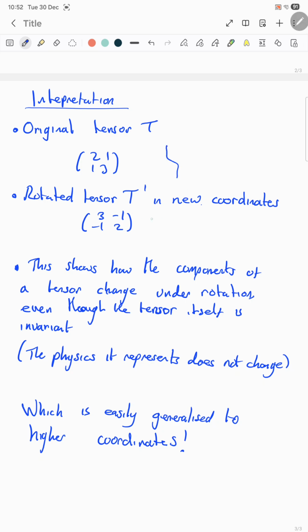Now the interpretation of this is that the original tensor is rotated into a rotated tensor in new coordinates. This shows how the components of a tensor change under rotation, even though the tensor itself is invariant. The physics it represents does not change, which is easily generalized to higher coordinates, as we shall see.